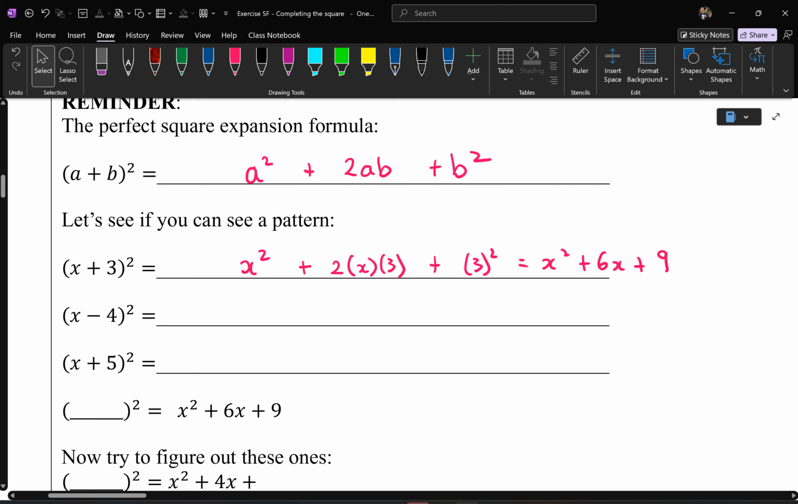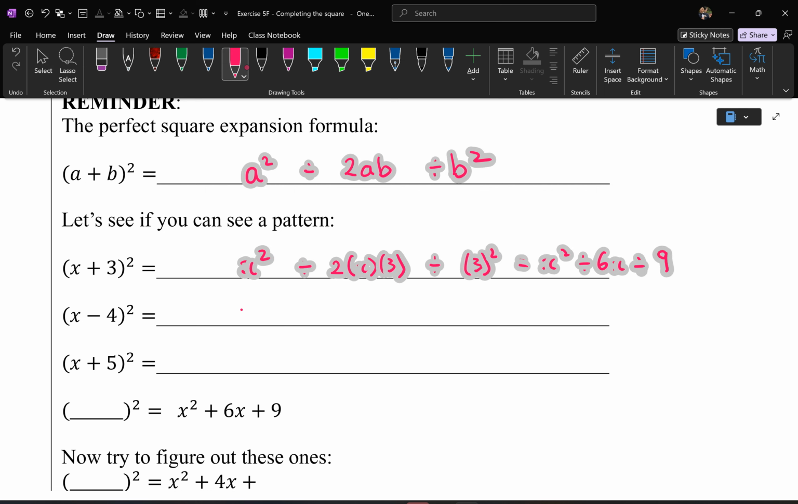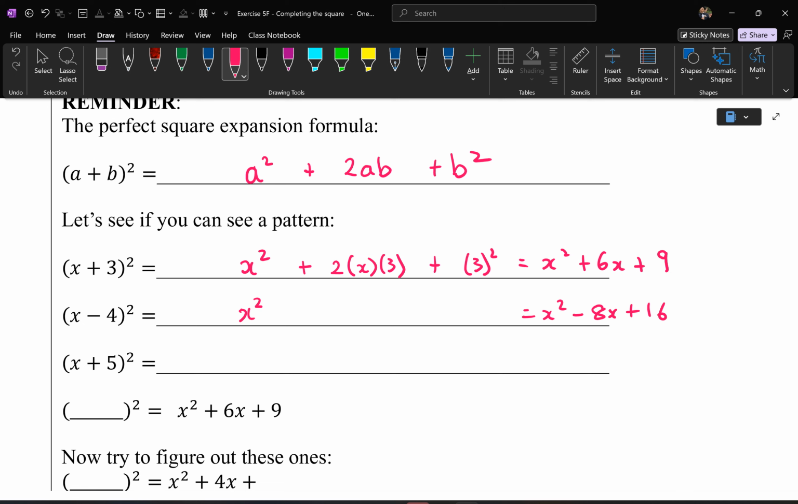Let's do the next one. X minus 4 squared. What does that give me? Let's go with Jada. X squared minus 8x plus 16 is correct. And the same thing again. I'm going to write out the clarity of what's happening here. So I'm using the rule. So yes, you're right. X squared minus 8x plus 16. Let's go with the next one.